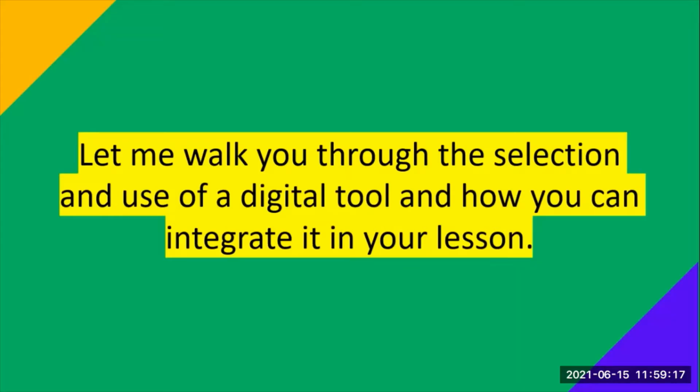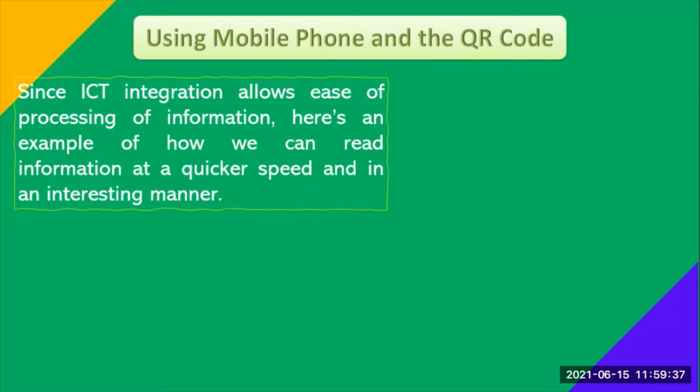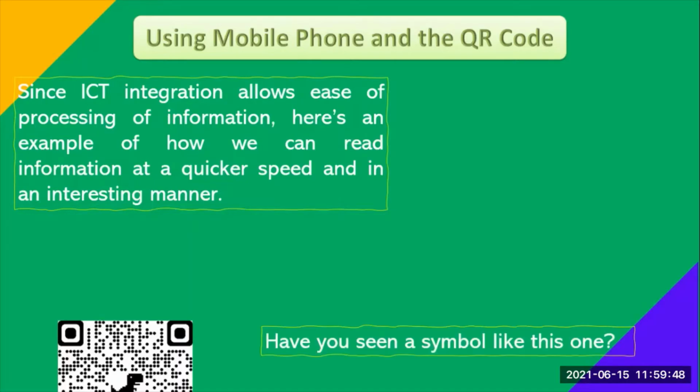So let me walk you through the selection and use of a digital tool and how you can integrate it in your lesson as a future teacher. The first one is using mobile phone and the QR code. I'm sure you're very familiar with the QR code already, because it seems all products now have a QR code. Since ICT integration allows ease of processing of information, here is an example of how we can read information at a quicker speed and in an interesting manner.